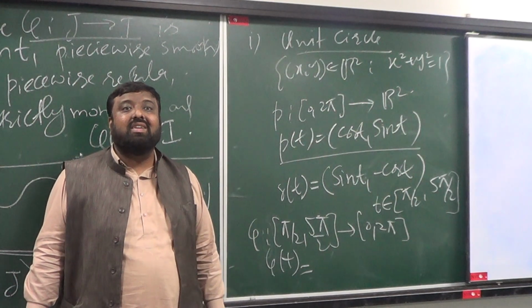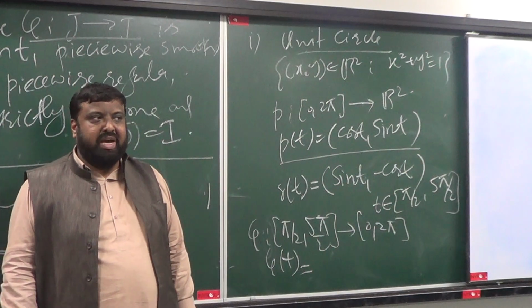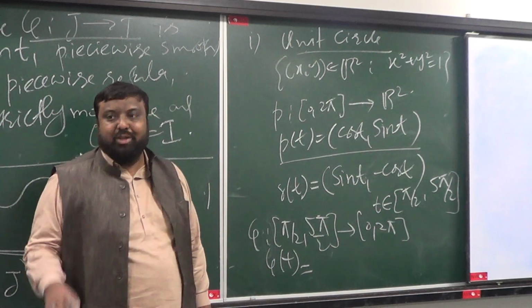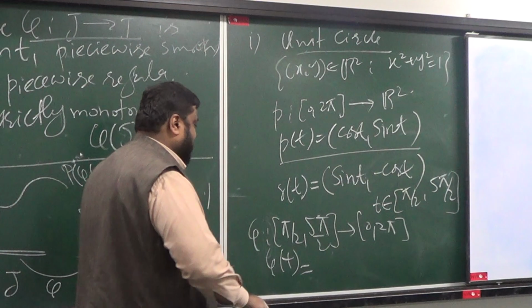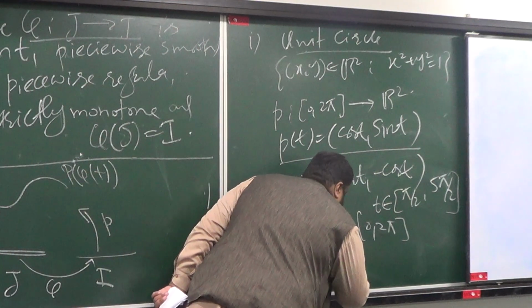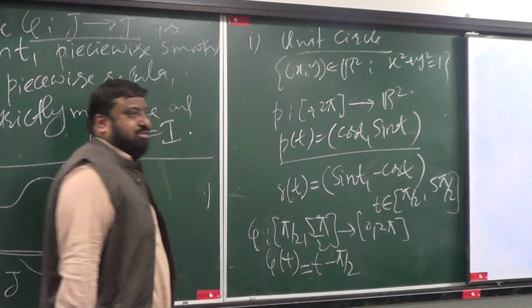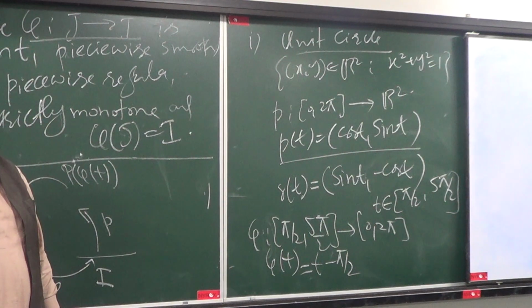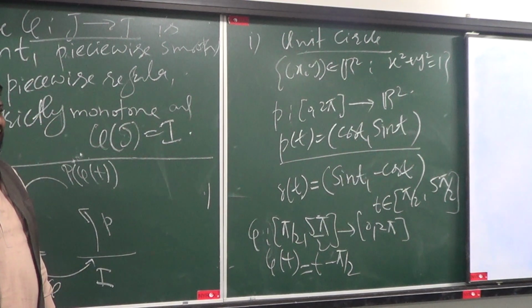T minus pi, or T minus pi by 2. T minus pi by 2 would be the case. So define phi of t to be t minus pi by 2. You can guess it actually. It's not a big deal. Can you see what will happen?